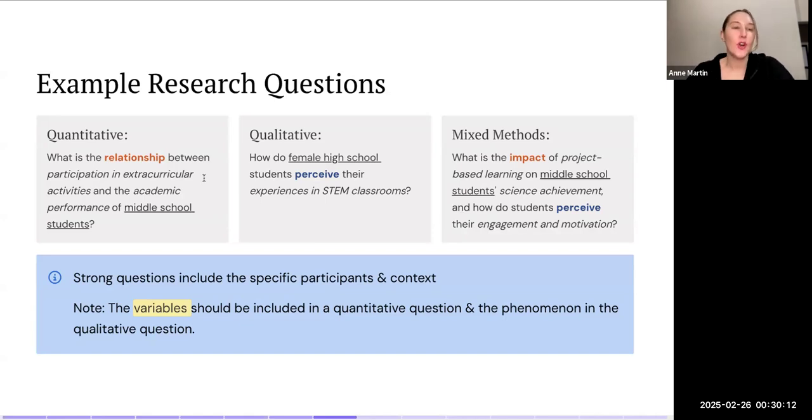So for a quantitative example, what is the relationship between participation in an extracurricular activity and the academic performance of middle school students? So you can see the variables, the specific participants, and it is phrased trying to understand the relationship. The qualitative is open-ended. It's focused on a process or experiences. How do female high school students perceive their experiences in a STEM classroom? And then mixed methods can include both. What is the impact of project-based learning on middle school student science achievement, and how do students perceive their engagement and motivation?